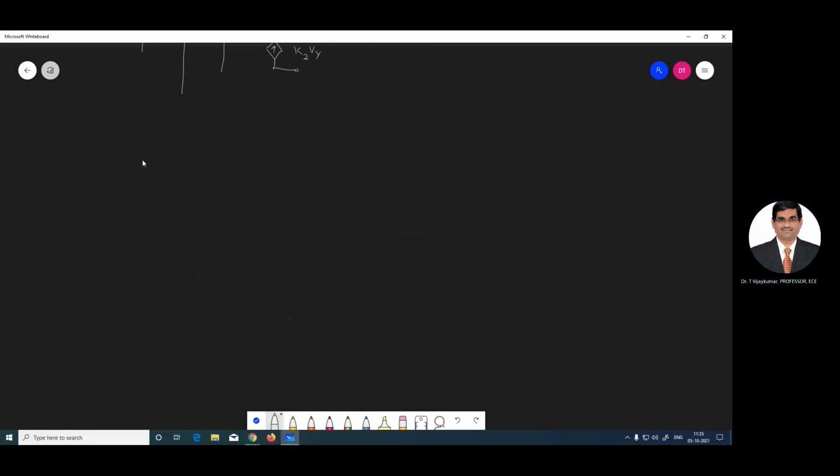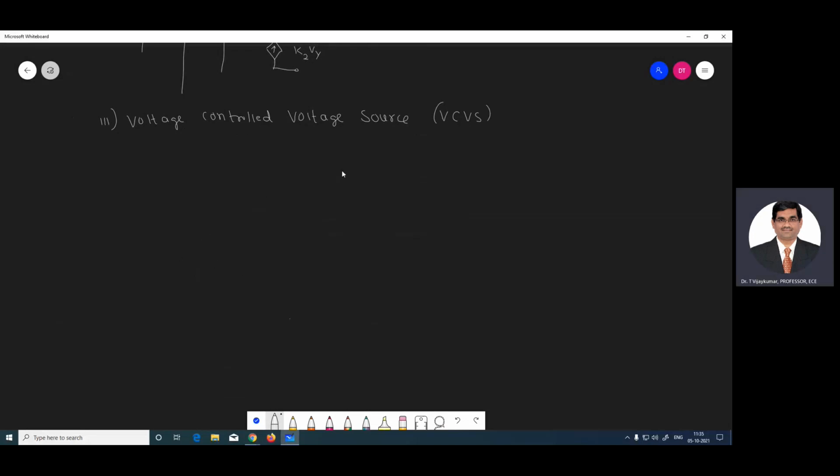Next one more, it is called a voltage controlled voltage source. You can represent it like this. Symbolically, this is a voltage source, therefore here you can write a voltage source like this. Represent a voltage source like this. This is the voltage source, and it is controlled by the voltage, therefore you have to write here K3 VY.